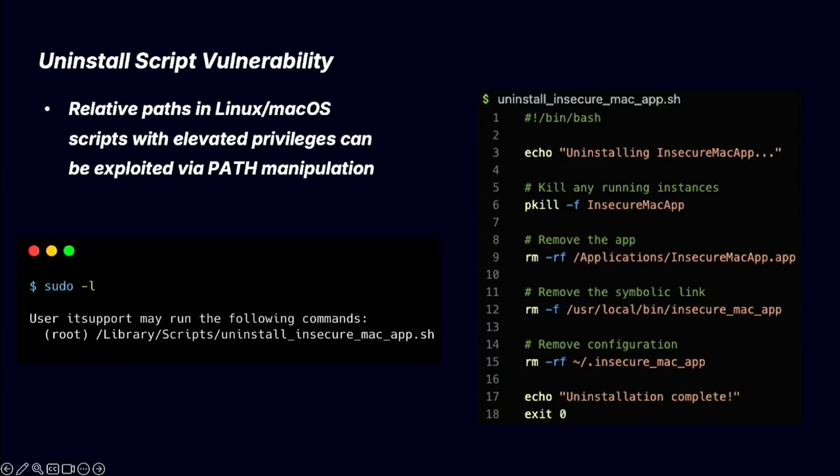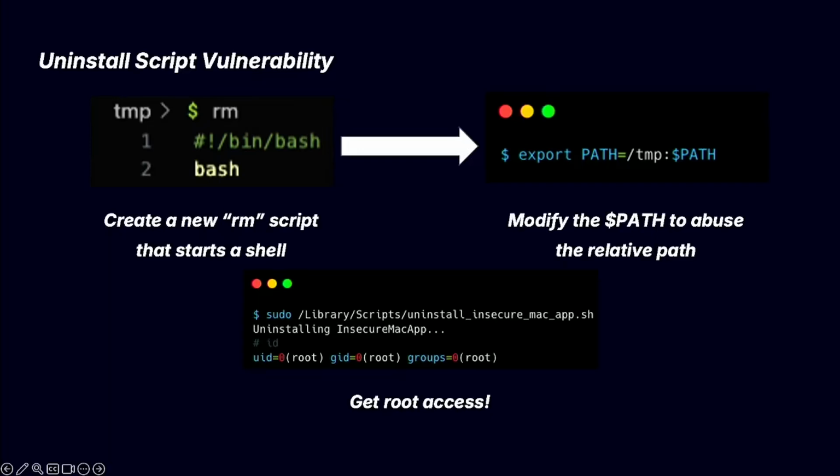Notice that these are being called as echo and pkill and not with absolute paths. That is, instead of /bin/echo, it's just echo, or instead of /bin/rm, it's just rm. If we get code execution as IT support through some other vulnerability, we could create rm in the temp directory and modify our path so that it expects to find executables in temp and then checks every other thing.